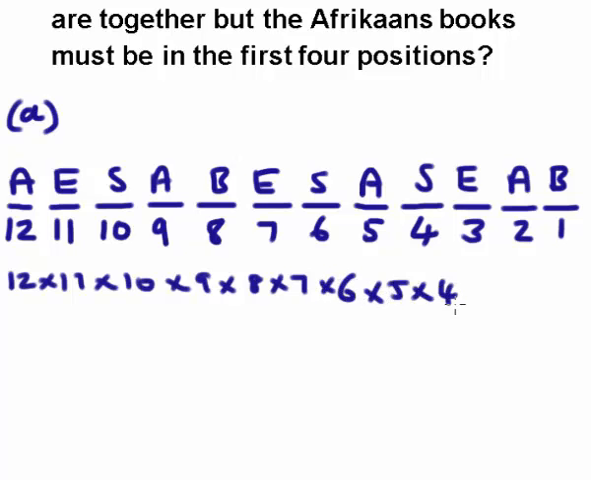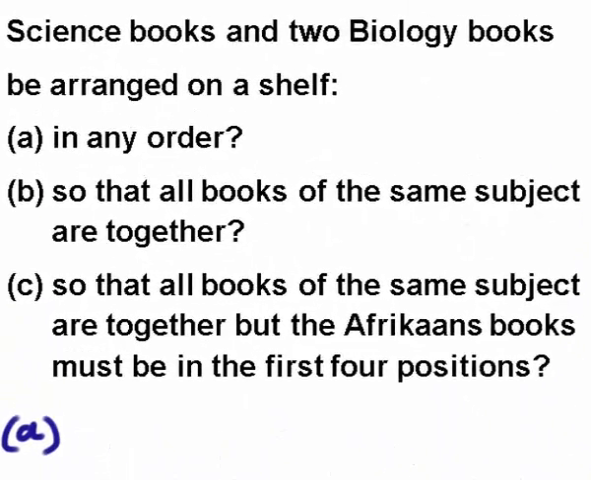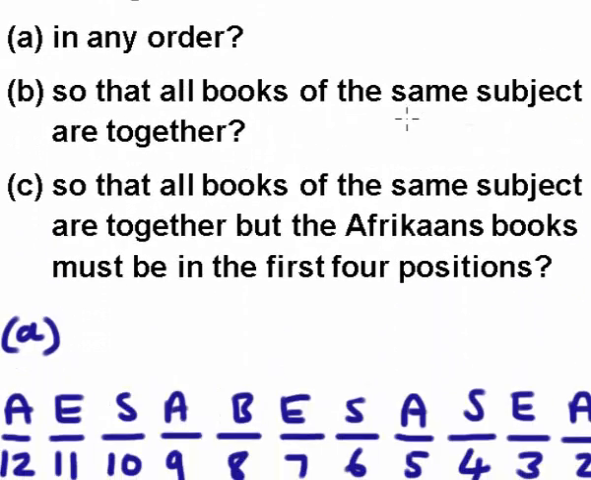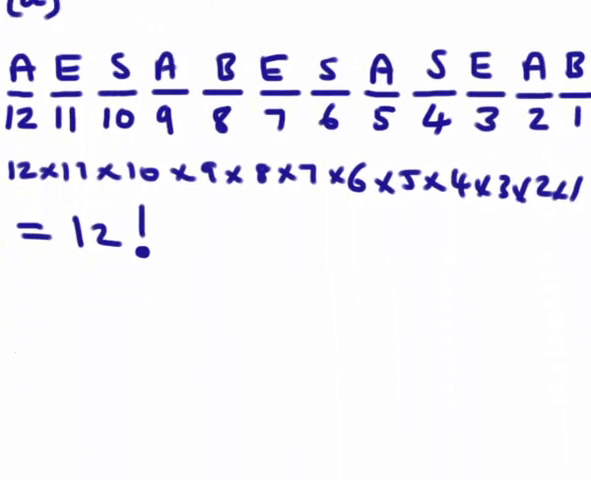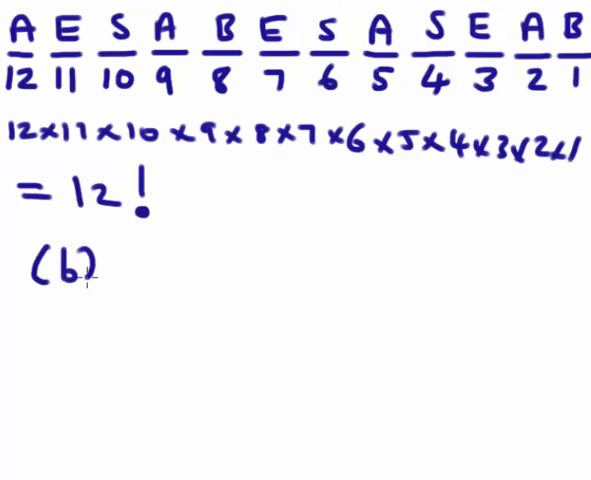So we do this, and if you remember from the previous lesson, this would be 12 factorial ways of being able to arrange those different books in different ways on the shelf. Okay, cool. Now what does number B say? B says, how must we arrange these books so that all books of the same subject are together? So what we're doing here in B is we're arranging the books together.